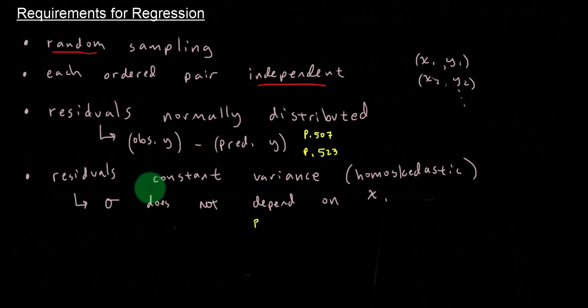Finally, to show you an example of residuals that have a constant variance or do not, I'm going to go to page 526. So these residuals need to have a constant variance. So the spread in them doesn't change in any critical way depending on x. Let's take a look.